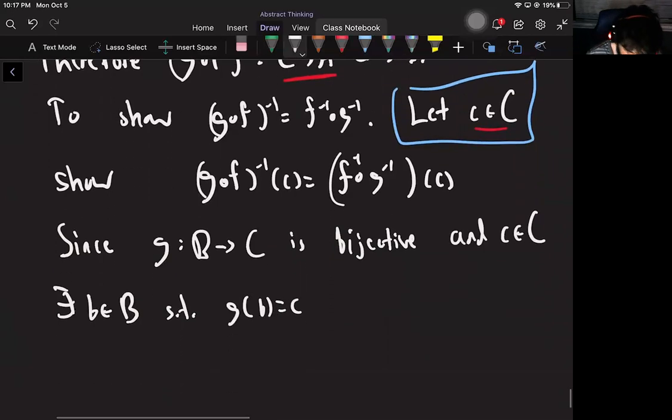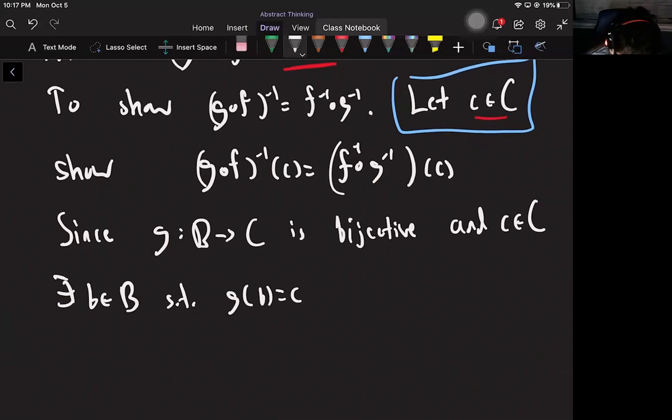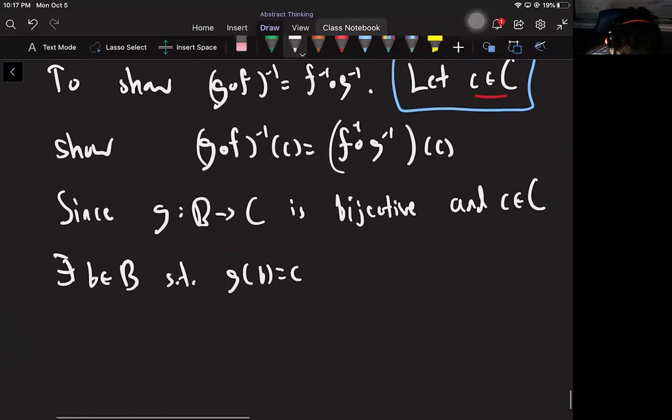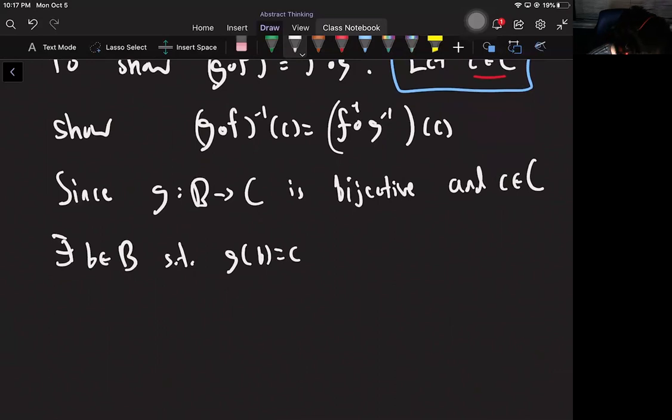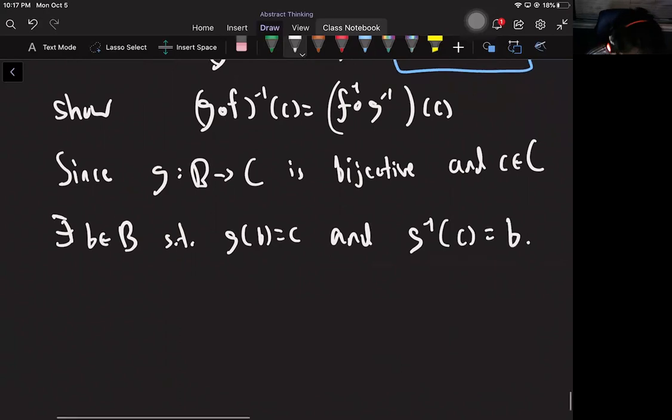Really, where the bijective part is coming in is just to tell us that G is invertible, but here we're just using the surjective part. We are secretly using the injective part to say something else, but there's too much going on already, so we'll ignore that for now. The point is that I can find a B that maps to C because G is surjective. And then by definition of the inverse, that means that G inverse of C is B, because it does the opposite of G.